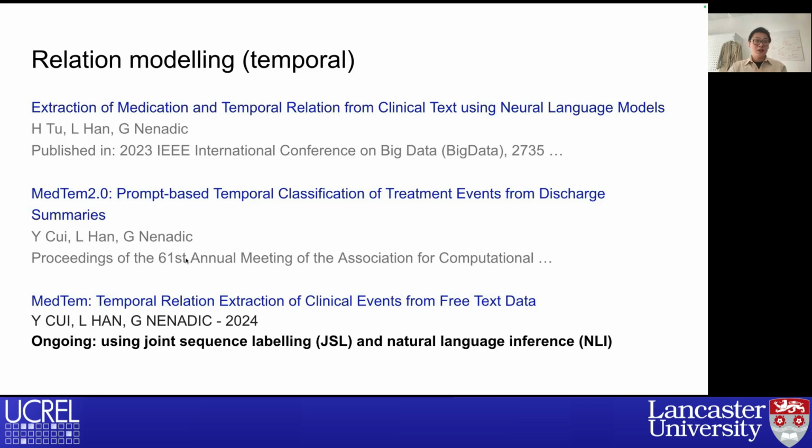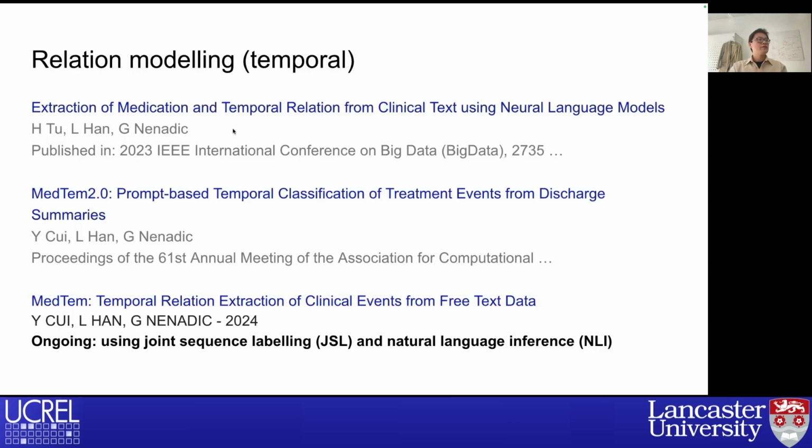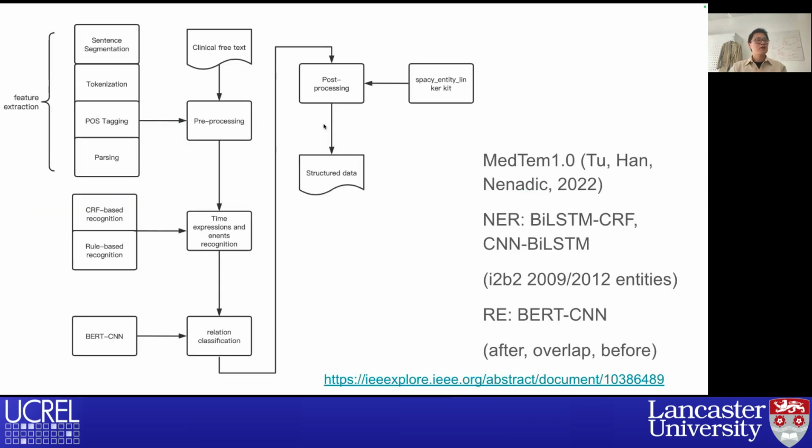Actually, one undergrad student published an ACL paper on this. That is a good outcome for him. Now he's doing a PhD in Manchester. This is ongoing work also. So for the first one, medication and temporal relation extraction.